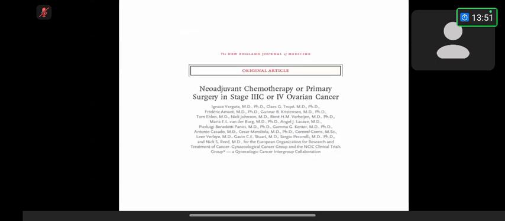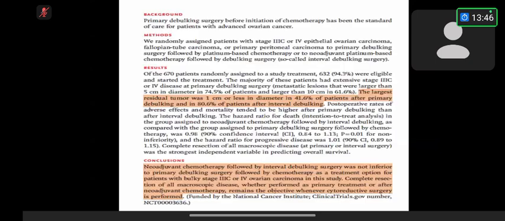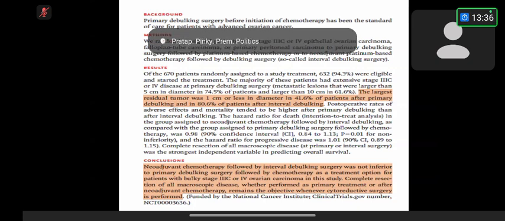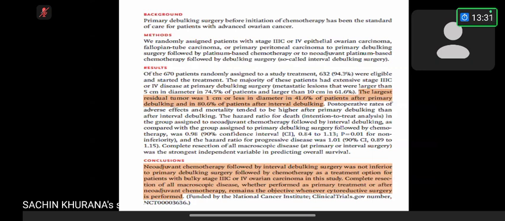I'll touch upon these trials again. This was the trial by Vergote, published in 2010, and they randomly assigned their patients to either primary surgery or neoadjuvant chemotherapy. What they noted was that the survival was similar in both arms, but the rate of optimal cytoreduction increased in those patients who received NACT. The survival outcomes were the same. So this established that giving NACT is feasible in ovarian cancer patients. Previously, primary surgery followed by adjuvant chemotherapy used to be the standard of care.